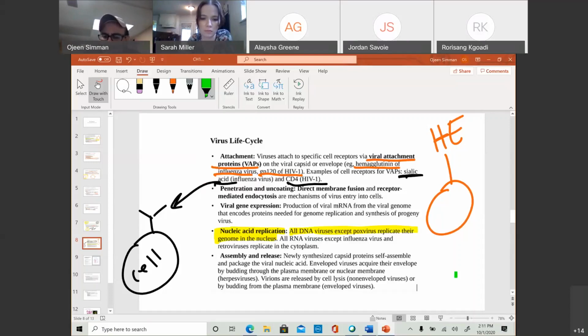All RNA viruses except influenza virus and retrovirus replicate their genome in the host cell cytoplasm, which means influenza virus and retroviruses are the only RNA viruses that replicate in the host cell nucleus. Okay? Very good. And then the assembly and the release, which we already went over.